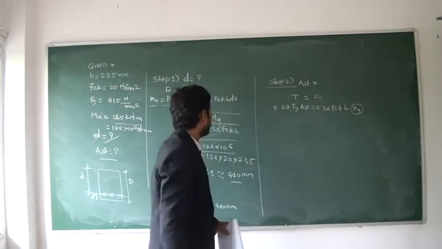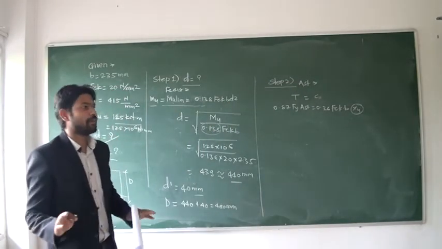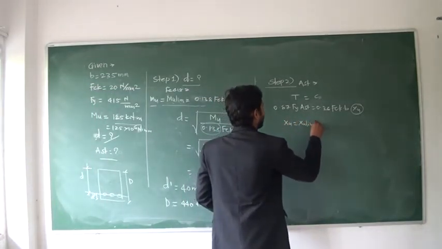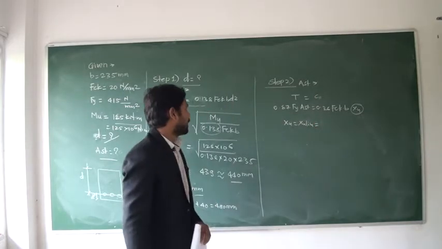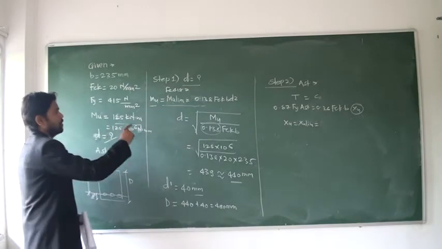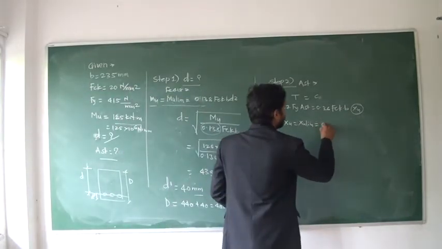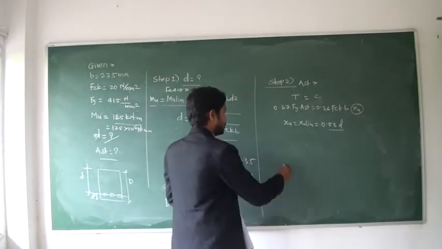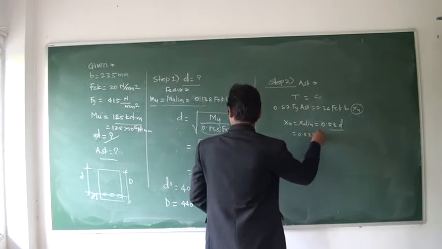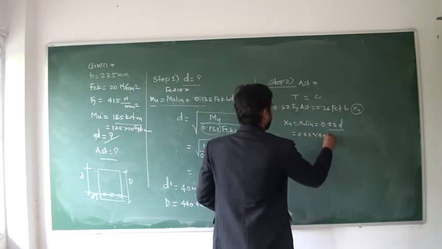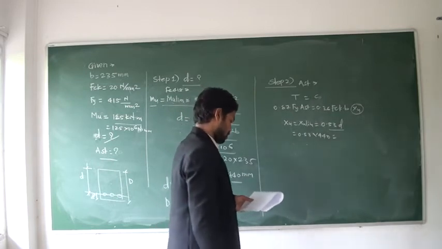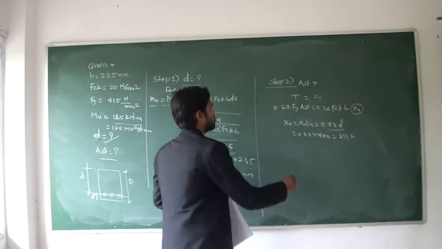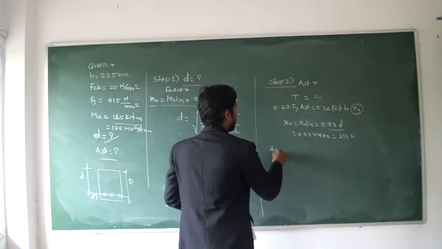Now what is XU? As we are designing the balanced section, this XU should be equal to XU limit, that is the limiting depth of neutral axis for a balanced section. And as we are using Fe415 grade steel, this XU limit for 415 grade steel we have calculated as 0.53d. So if you calculate 0.53 and d is 440, you will get XU is equal to 211.2.